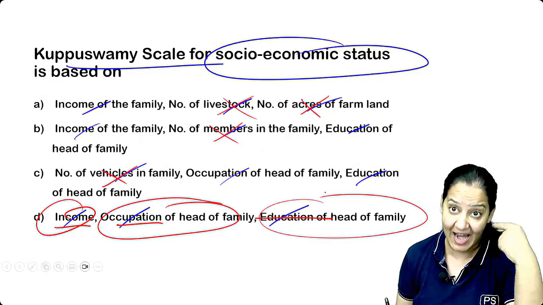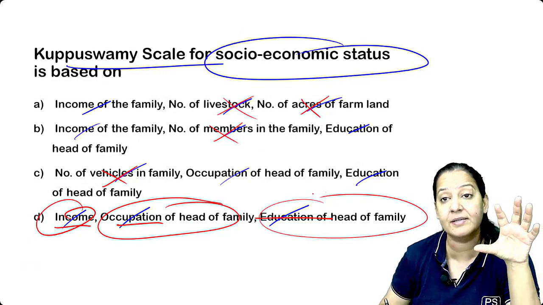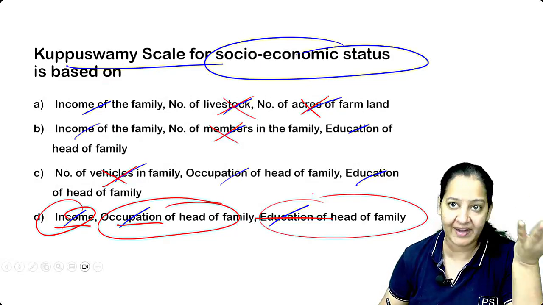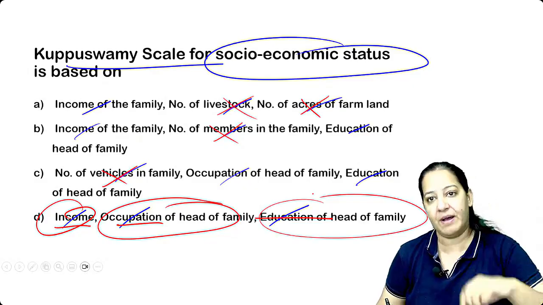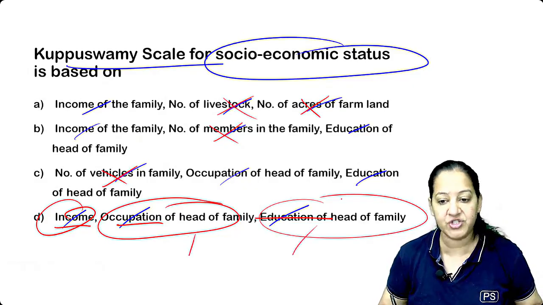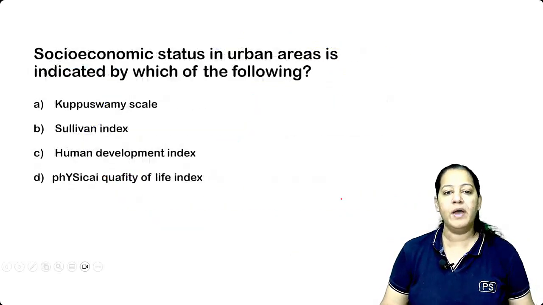So it is basically the head of the family that decides the status of the family: the high class family, the middle class family, or low class family. That depends on the head of the family, the head of the family's education and occupation. So can we go ahead?